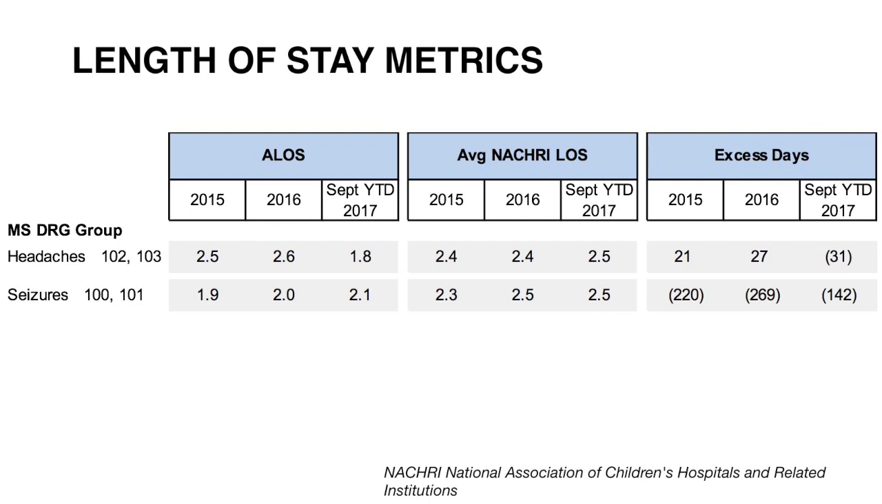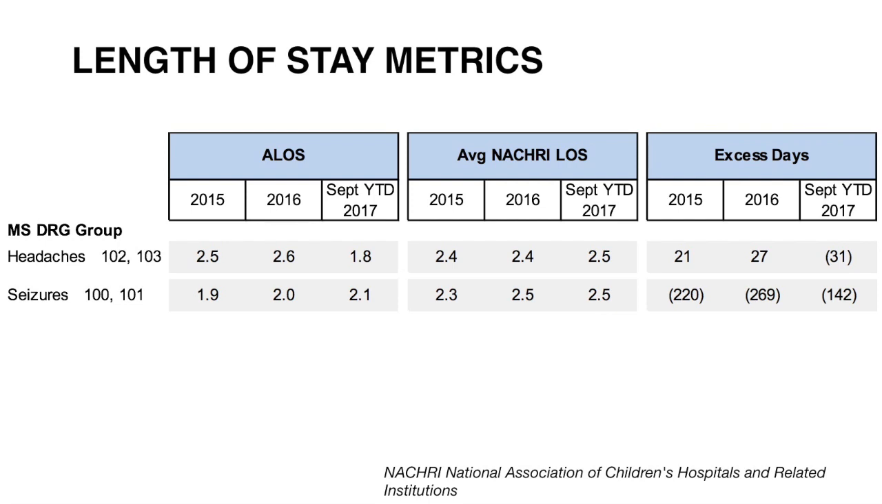You can see headaches and seizures. Those are two different diagnosis codes. 102, 103, those are DRG codes, so those are what headaches could fall into. Our average length of stay in 2015 was 2.5 days. In 2016 it was 2.6 days, and then year to date we're at 1.8 days, which is actually very good. We're doing a good job of getting these patients out faster. Well, we hope it's good. I mean, this is just one part of the story, like we've talked about many times in class, but the length of stay is going down.